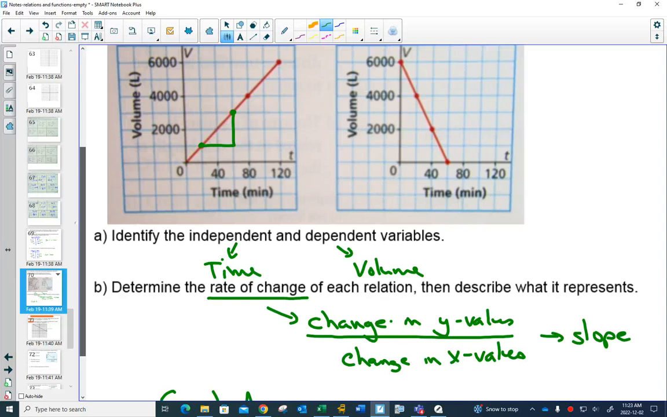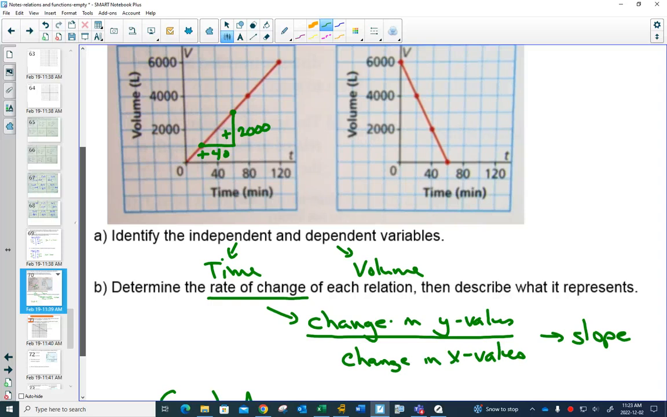How much am I changing in my x values? I'm going from 20 to 60. I'm changing 40. How much am I changing in my y values? I'm going from 1,000 to 3,000. I'm going up 2,000. And we consider going to the right positive and going up positive. Does it make sense that going down would be negative and going to the left would be negative? So it depends how you draw the green lines. Either you're going to draw things positive or negative.